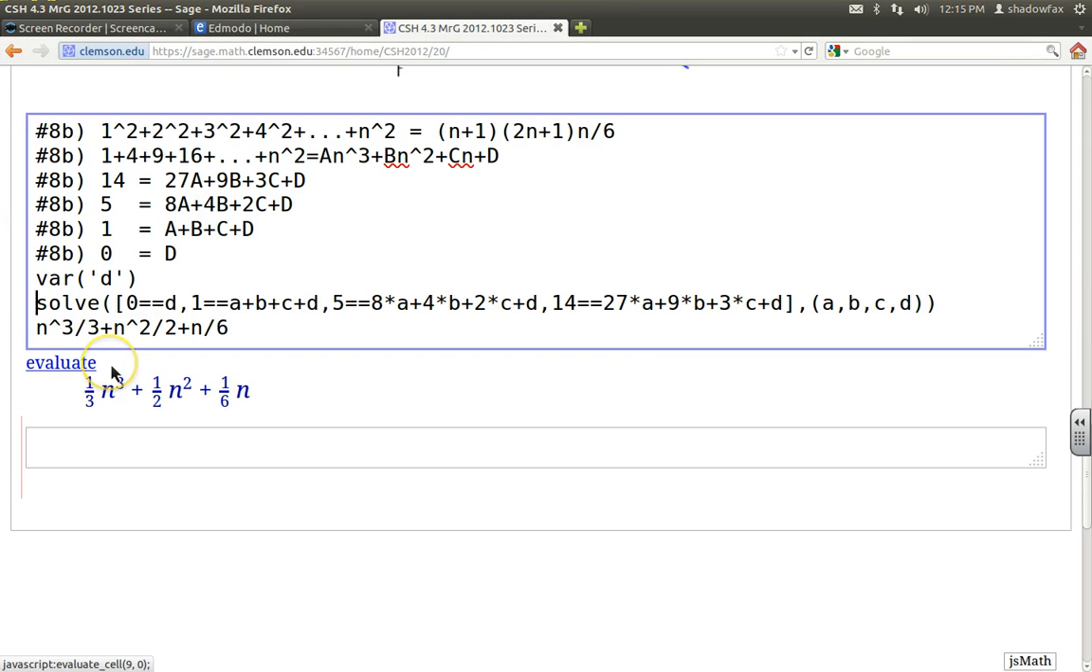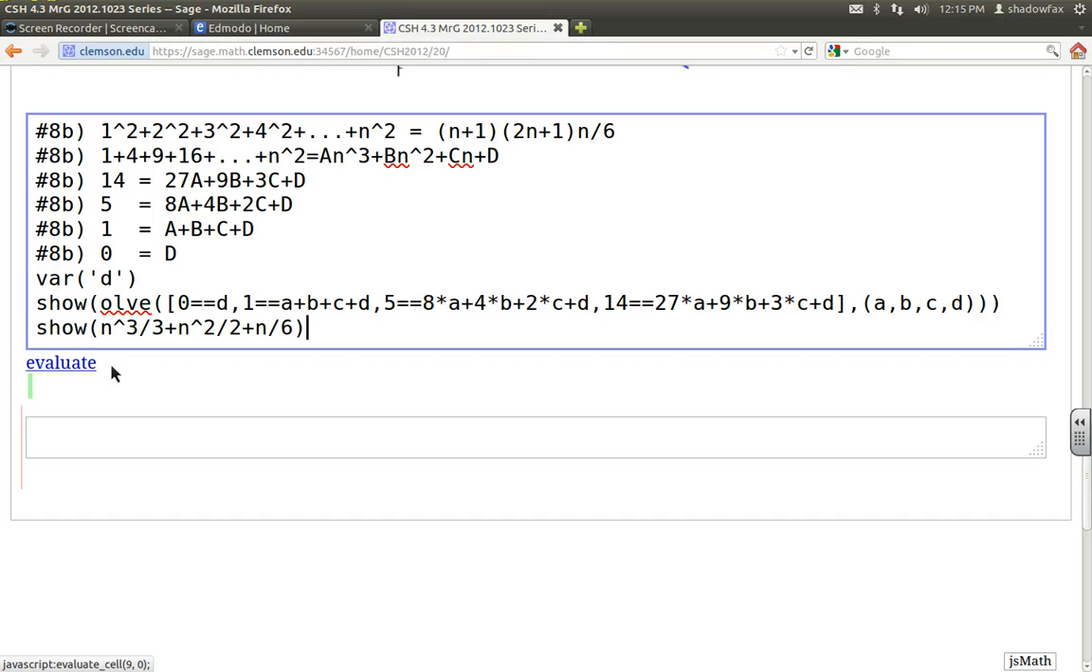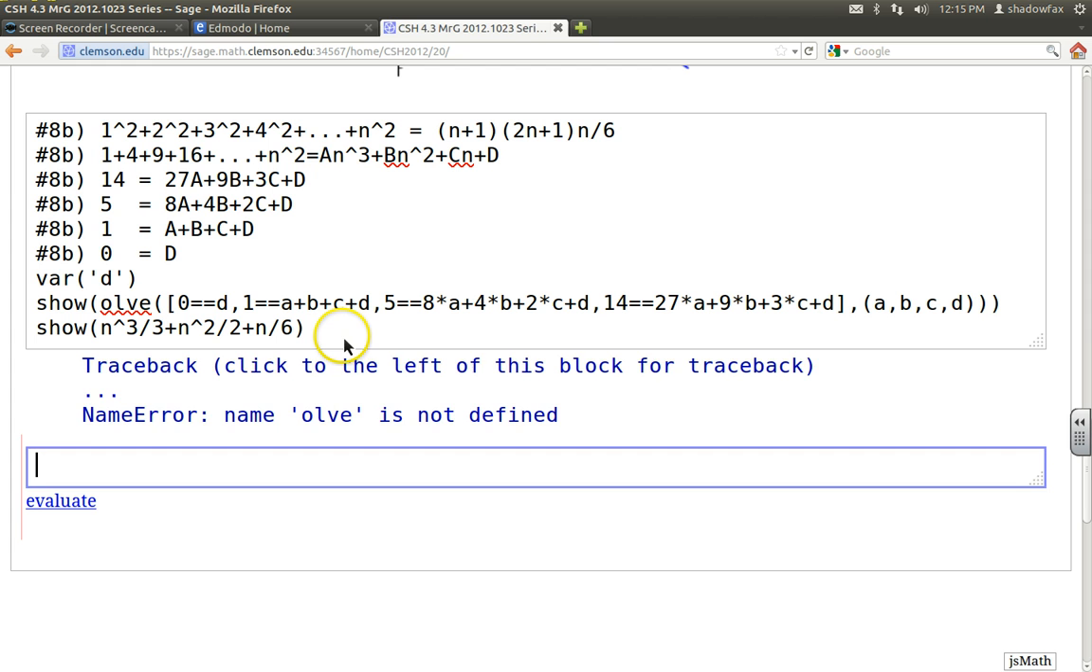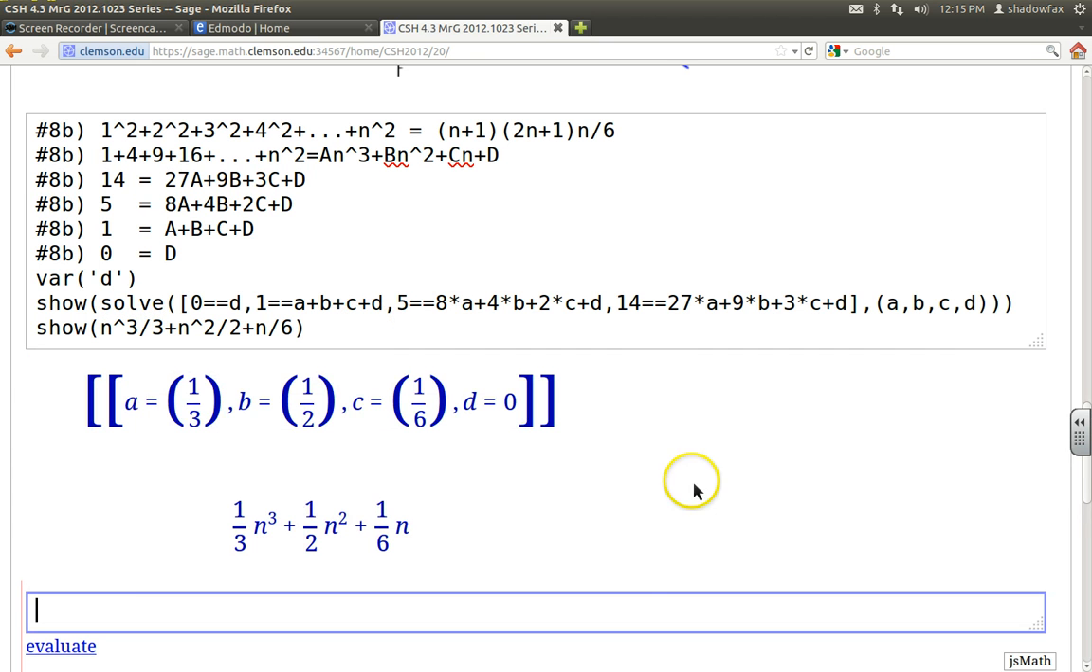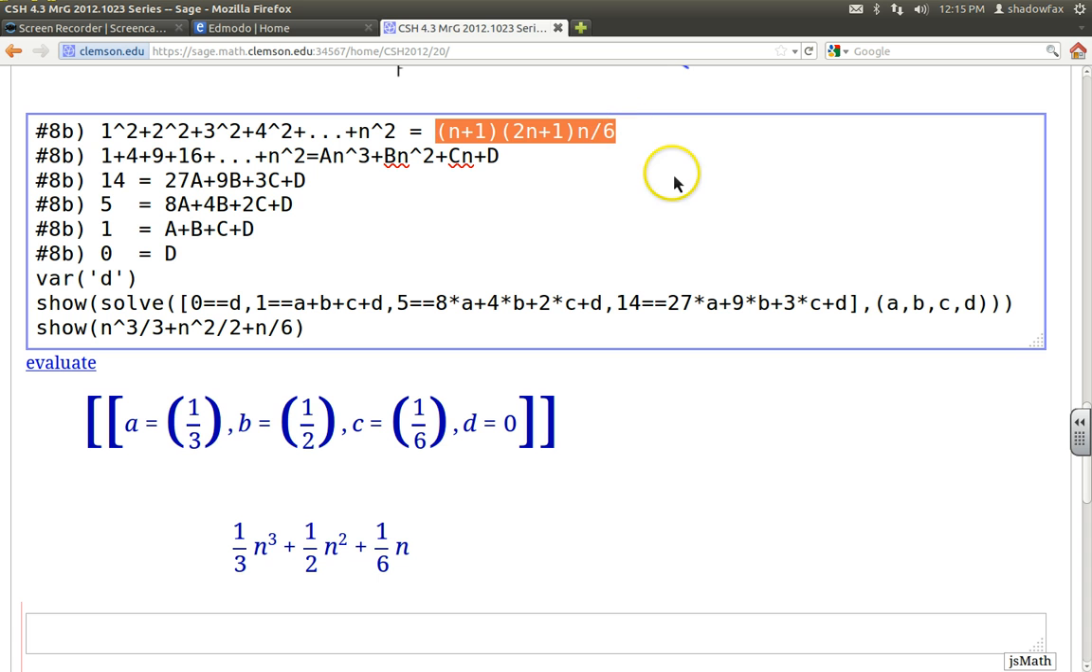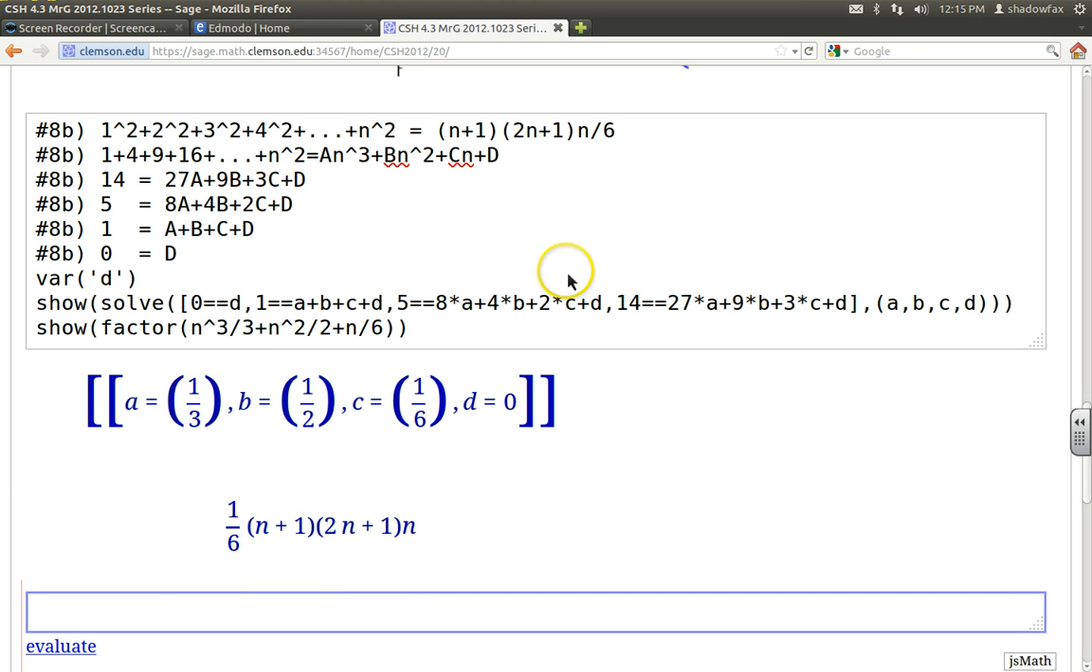I probably want to show here. Oh, the S went away. All right, so that's what I got. Is that what they want? This is what I got. Are they the same? Not unless you factor. Okay, so let's factor that. You could put a dot factor at the end or put it in a factor. Either way. Did you get that? 1/6, there it is. N times 2n plus 1 times n plus 1. There you go. Perfect. That's what they wanted.